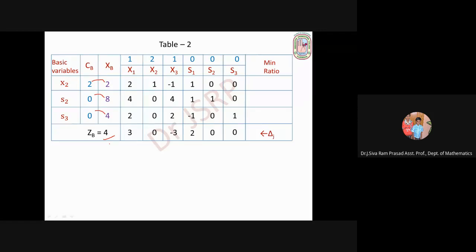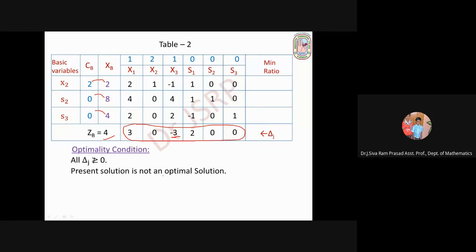Verify the optimality condition. So observe all these values. We have one negative value, so all delta J are not greater than or equal to 0. Present solution is not an optimal solution. You need not write all these steps from second table; you can directly write in the table. There is only one negative value in the delta J's, so itself it is the minimum value. So minus 3 is minimum value.